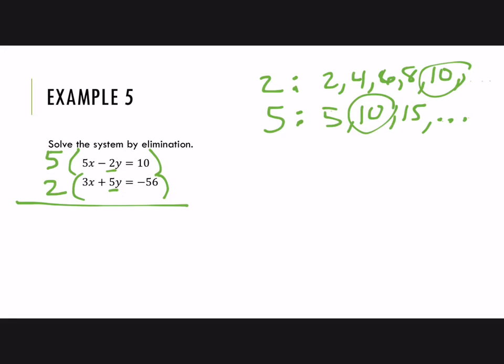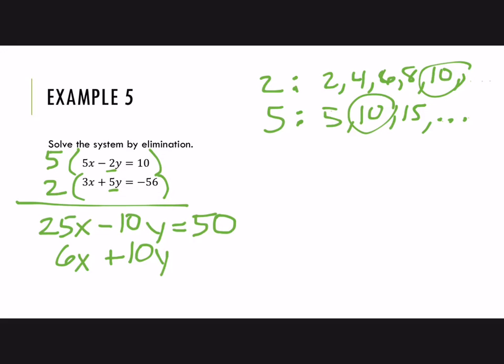Okay, so I'm going to go through and distribute, multiply everything by 5 and then everything by 2. So we end up with two new equations: 25x minus 10y equals 50. A common mistake students make is to forget to multiply the 10 by 5, so don't forget that. And then the second equation, 2 times 3x is 6x plus 10y equals negative 112.